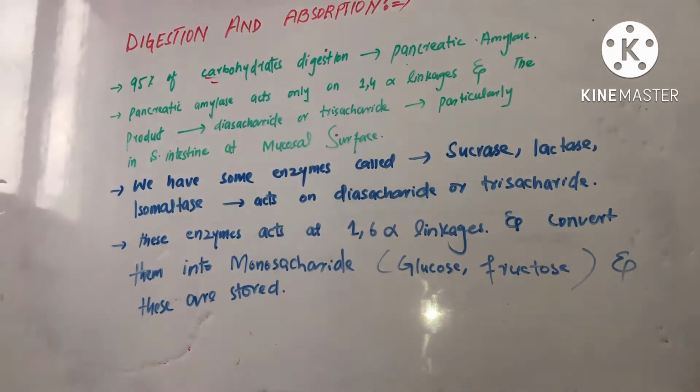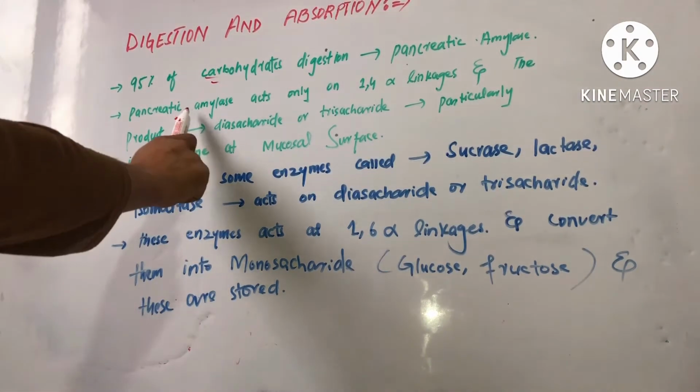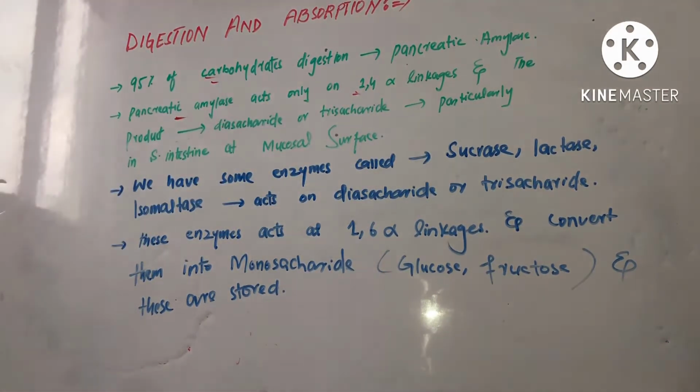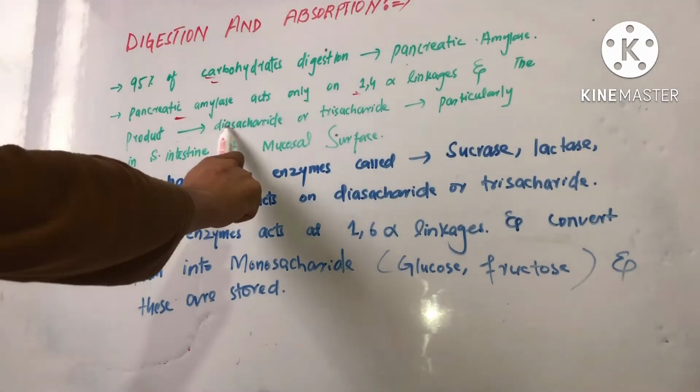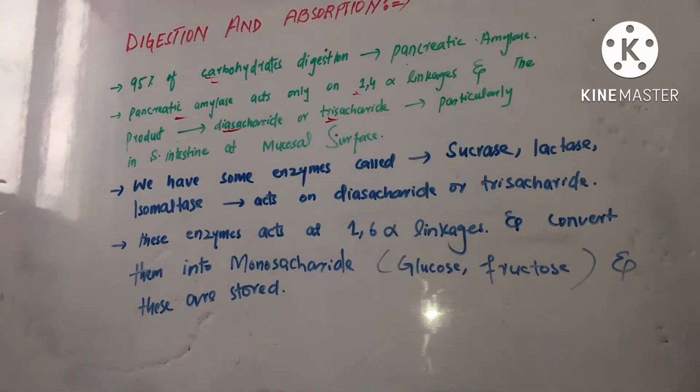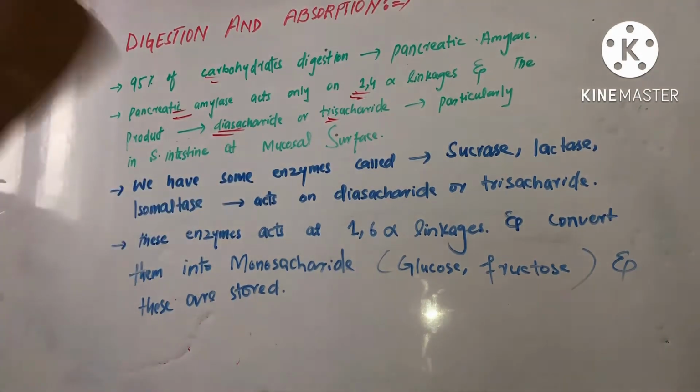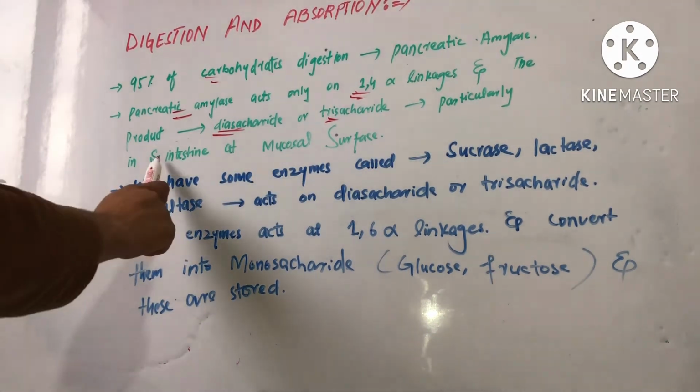95% of carbohydrate digestion is done by the pancreatic amylase. Pancreatic amylase acts only on 1,4 linkages, and the product we get is disaccharide or trisaccharide. We have discussed that carbohydrate in food occurs in the form of starch. Starch is a polysaccharide, and its structure is formed by 1,4 alpha linkages. So the pancreatic amylase acts on them and converts them into disaccharide or trisaccharide, particularly in the small intestine.